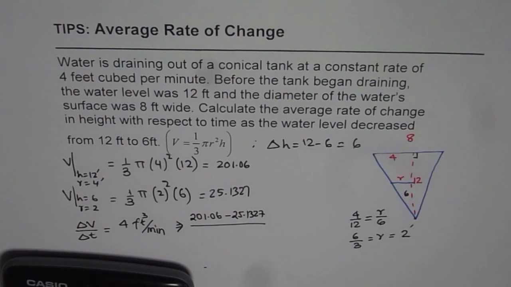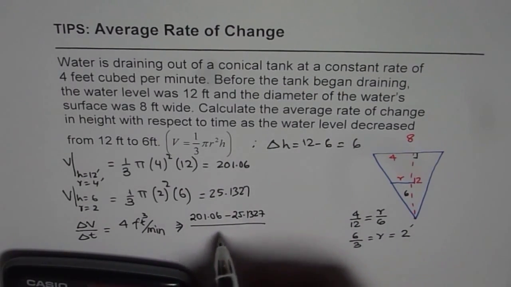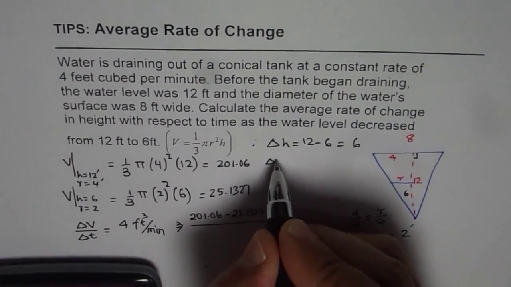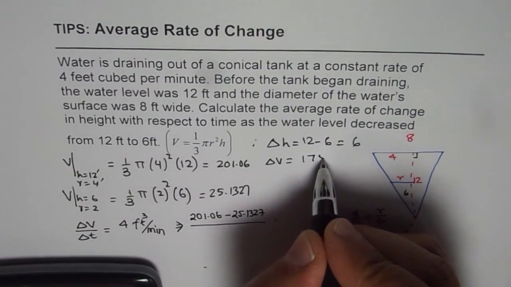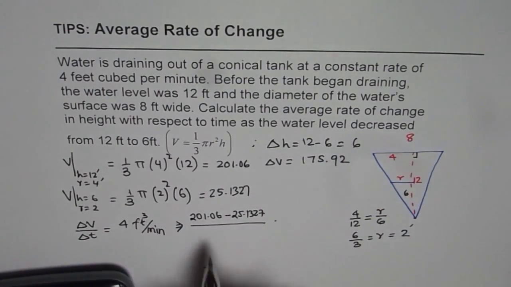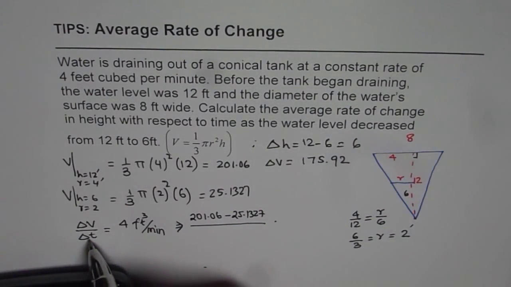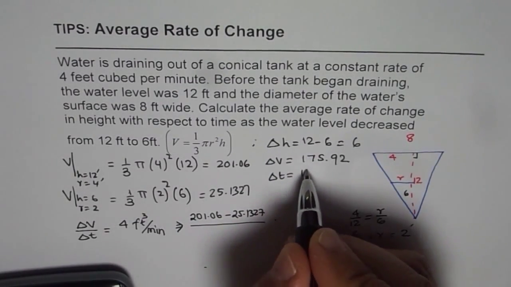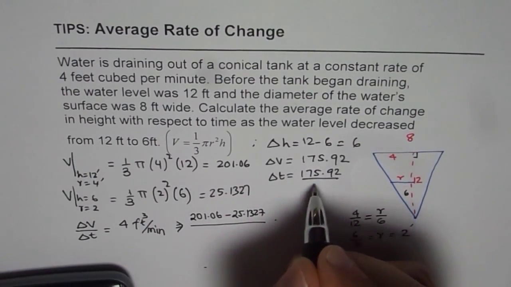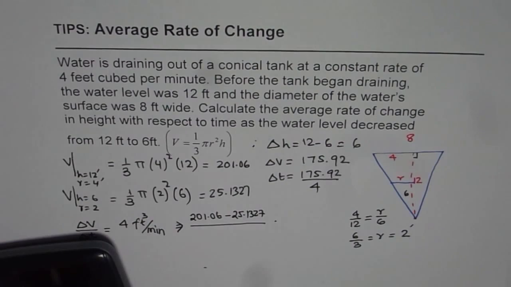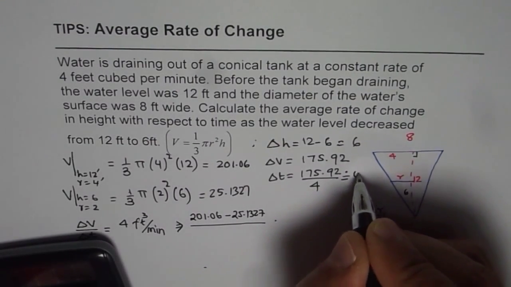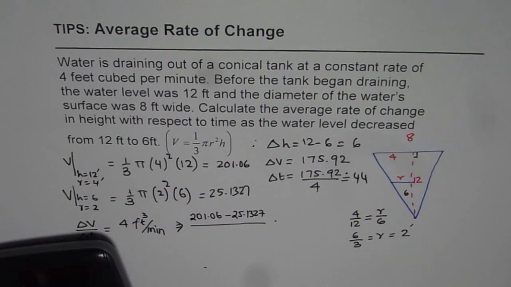So minus 201.06, that gives us 175. So this change in volume, delta V, equals 175.92, right? So if you know this change in volume, we can find delta T. Change in time will be, we'll divide this by 4, correct? So we'll have 175.92 divided by 4. That gives us change in time. We get an answer of 43.98. So let's say approximately 44. So change in time for us is 44.